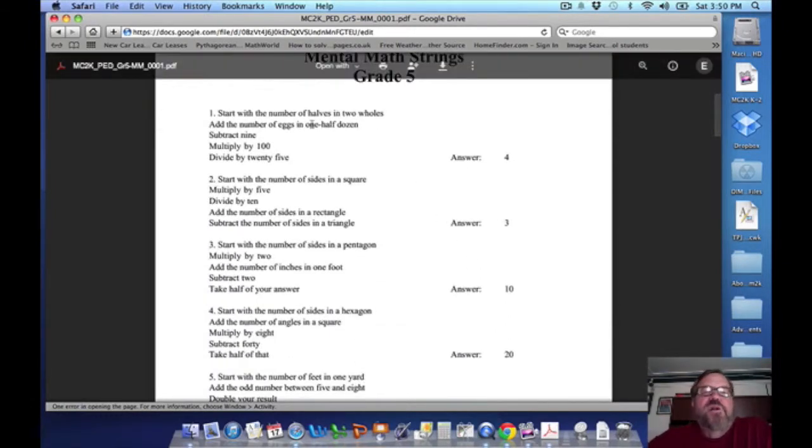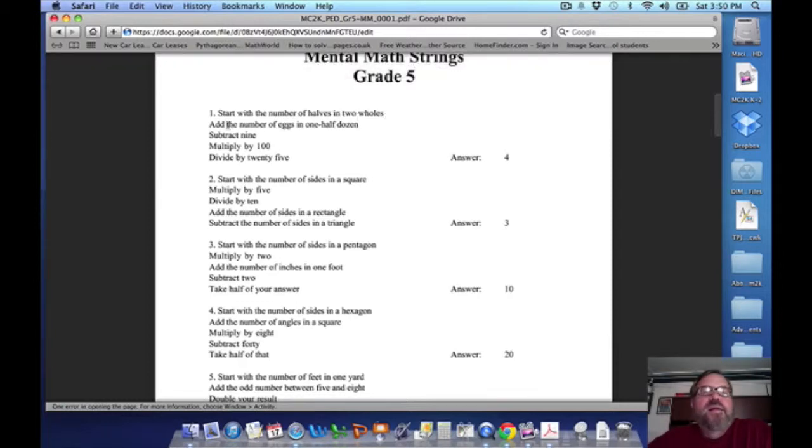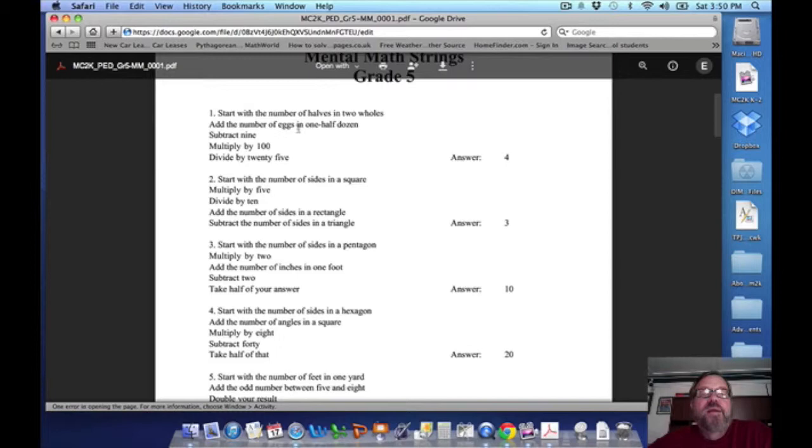It says start with the number of halves in 2 wholes. Well, the kids will think 4. Now add the number of eggs in a half a dozen. That's 6. 6 plus 4 is 10. This is all done in their head. Now subtract 9, gets you down to 1. Multiply by 100. 100 times 1 is still 100. And divide by 25. How many 25s are in 100? Answer 4.